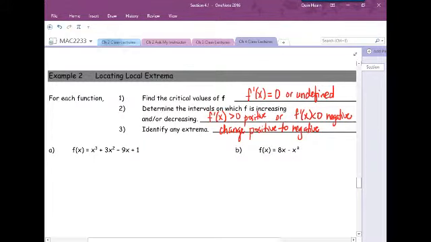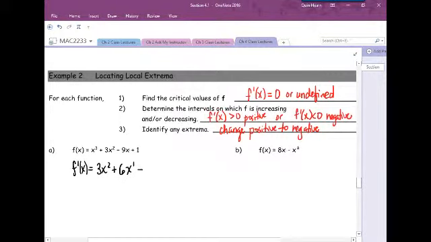So let's look at part A. We have f of x equals x cubed plus 3x squared minus 9x plus 1. The first thing we have to do is find the critical values. And all that means is find where this has a derivative that's 0 or undefined. So first we must find the derivative.